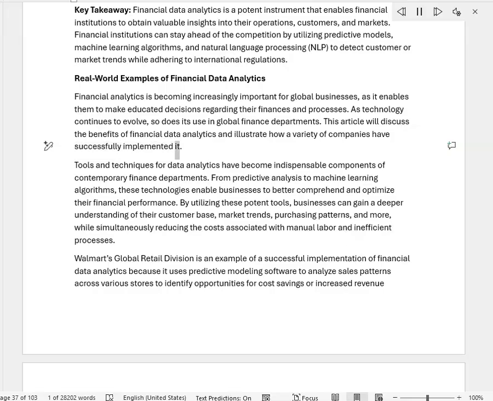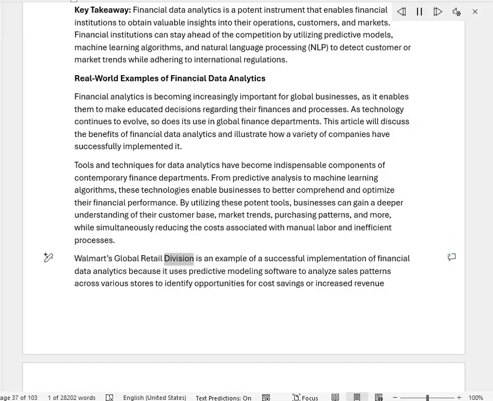Tools and techniques for data analytics have become indispensable components of contemporary finance departments. From predictive analysis to machine learning algorithms, these technologies enable businesses to better comprehend and optimize their financial performance. By utilizing these potent tools, businesses can gain a deeper understanding of their customer base, market trends, purchasing patterns, and more, while simultaneously reducing the costs associated with manual labor and inefficient processes.